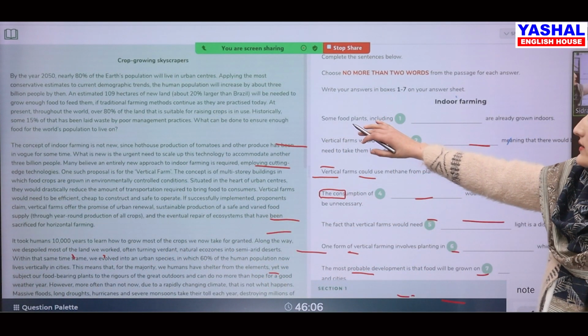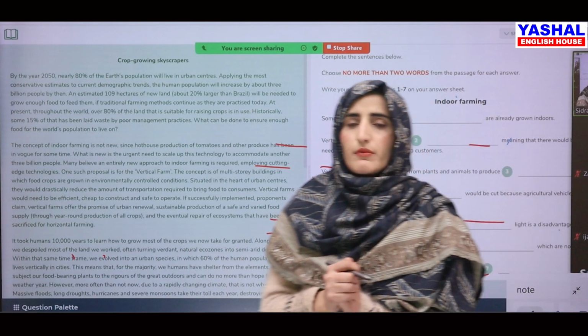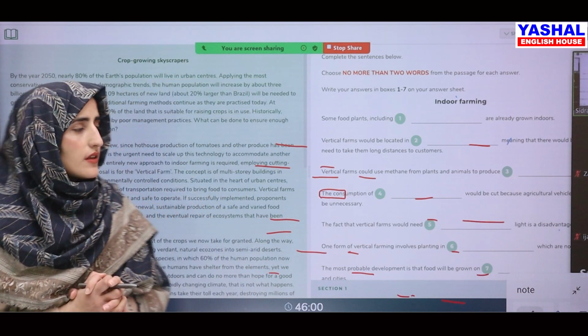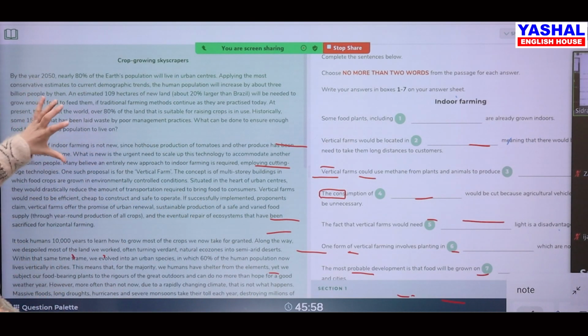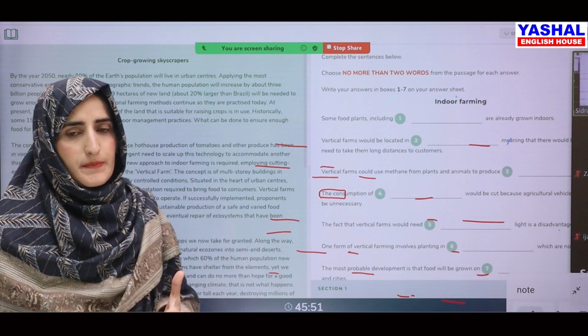Question number 1. Some food plants including dash are already grown indoors. What will be the answer of this question? What do you think? क्या हो सकता है यहाँ से? You have read paragraph number 1 and paragraph number 2. Have you found the answer? आपको मिला है या नहीं?